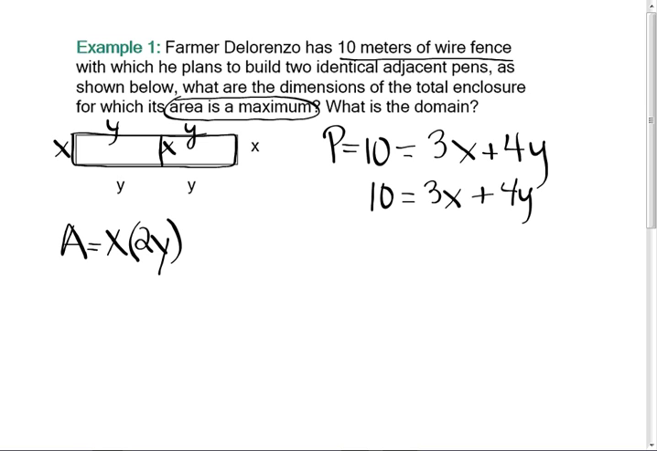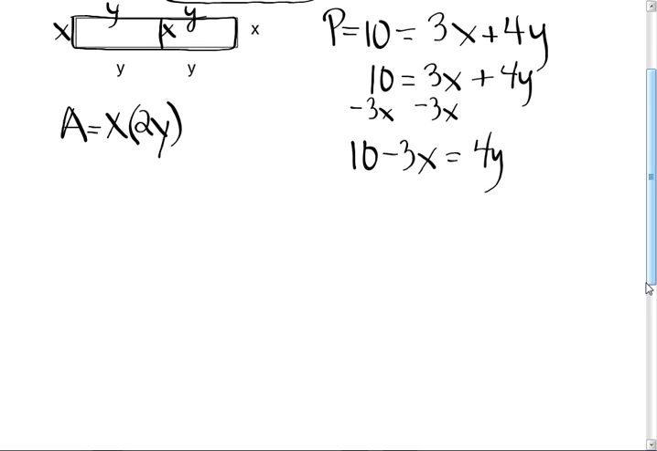And then we'll subtract 3X from both sides, and hopefully I won't make any mistakes. 10 minus 3X equals 4Y. And so I'm going to divide by 4. Now, while you don't have to reduce 10/4, it might be easier. I don't know if it is or isn't. So Y is equal to 5/2 minus 3/4 of X.